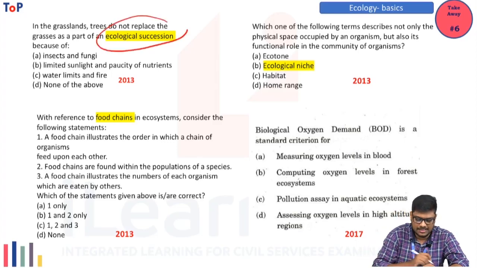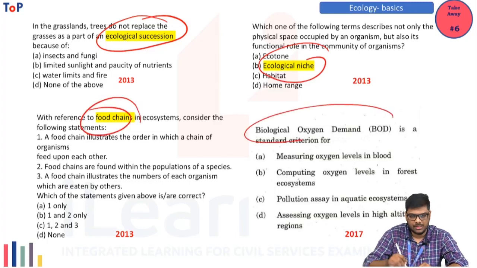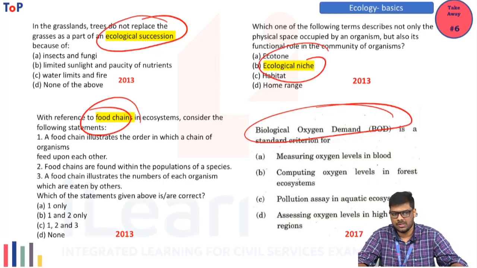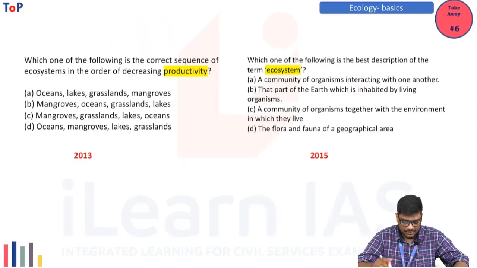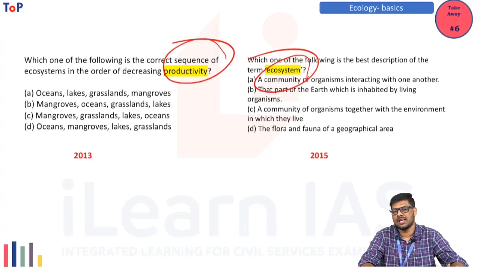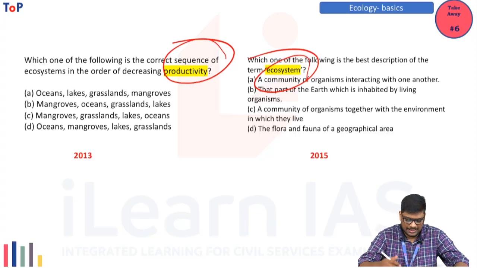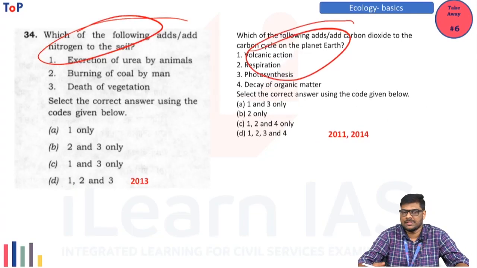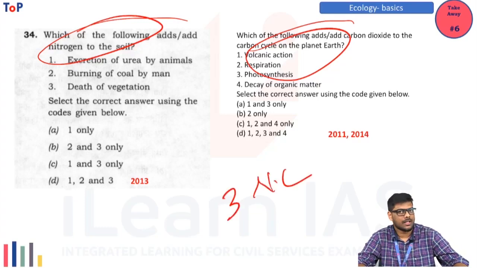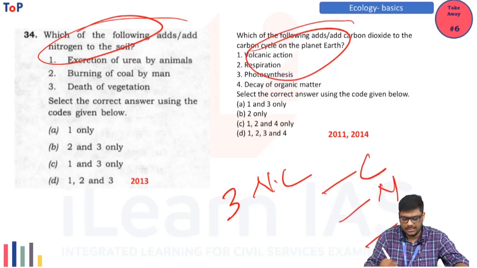UPSC asked about ecological succession in 2013, ecological niche, food chain, biological oxygen demand. These were questions directly picked up from NCERT, not any derivatives, not any indirect questions. And this one, productivity, and this one, ecosystem. These were directly picked up from NCERT without any difference in the phrases. And this one, nitrogen cycle and carbon cycle, a very fundamental thing in NCERT. NCERT explains 3 nutrient cycles: carbon, nitrogen and phosphorus, in detail.